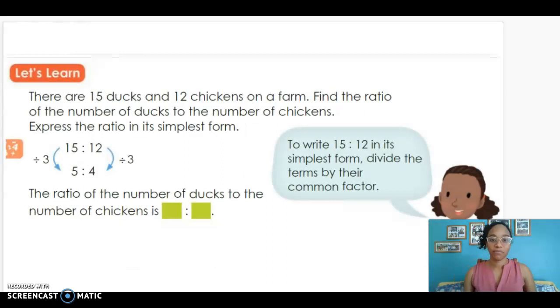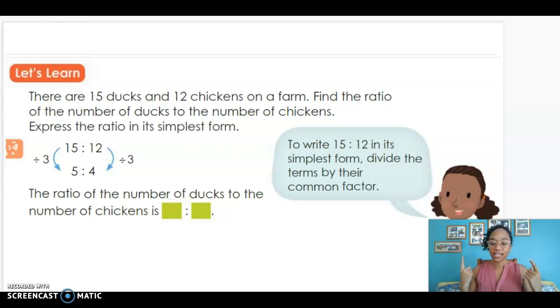Let's start with this problem. First, let's read it to understand. There are 15 ducks and 12 chickens on a farm. Find the ratio of the number of ducks to the number of chickens. Express the ratio in simplest form. Notice how I used my hands to separate the different quantities that we knew and check the order that we're following.